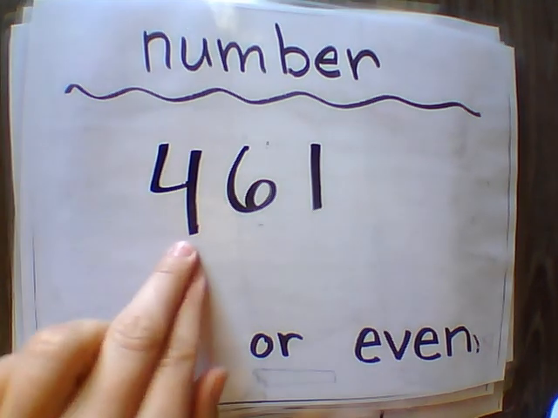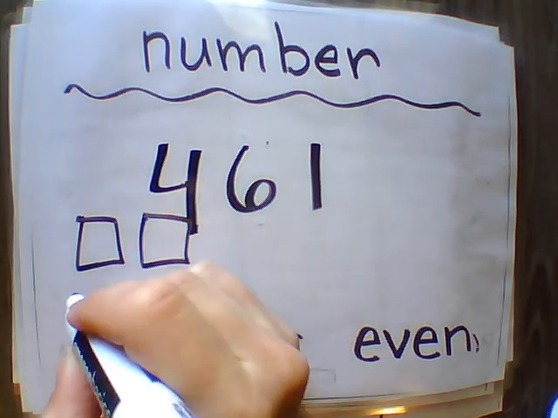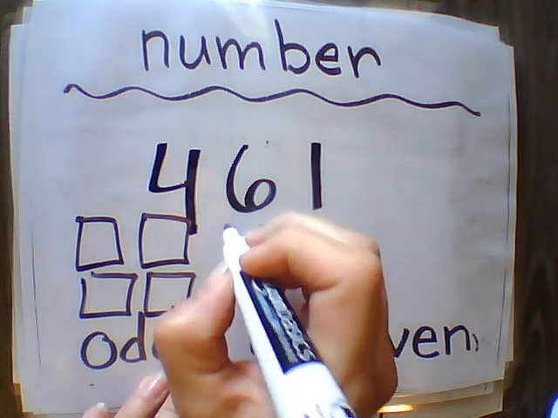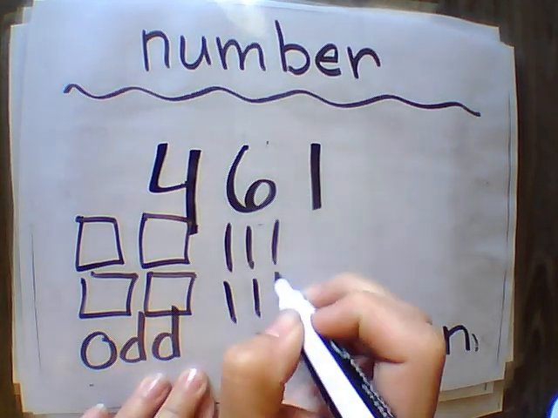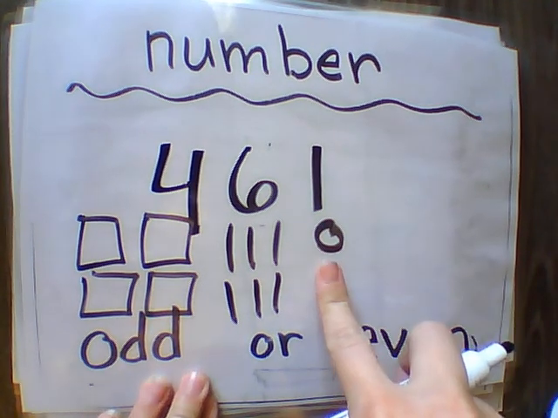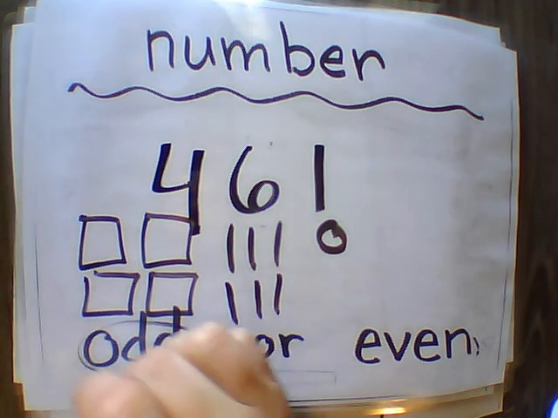Alright, so we have a 4 in the hundred spot. So we're drawing 400 blocks. We have 6 tens and 1 one. Because I can't make a pair, that means that my number is odd.